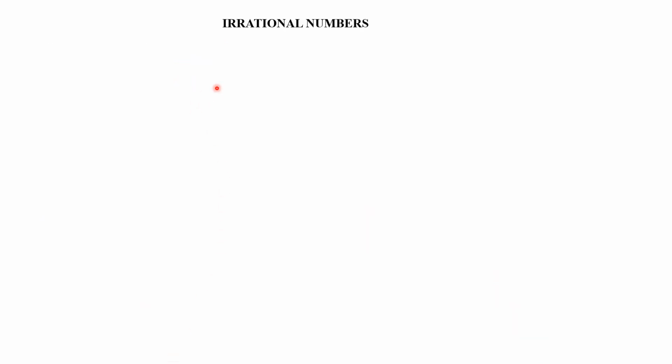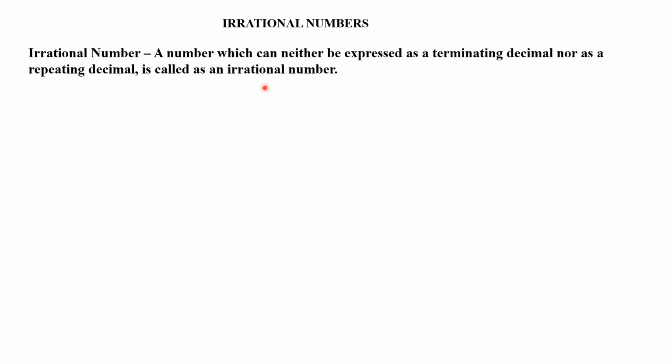Now we will see what is the meaning of irrational numbers. Till now we have seen rational numbers. So the rational numbers can be terminating or non-terminating, repeating decimals. Now what are irrational numbers? Irrational numbers are numbers which can neither be expressed as a terminating decimal nor as a repeating decimal. The number which can be expressed neither as terminating nor as a repeating decimal is known as an irrational number.